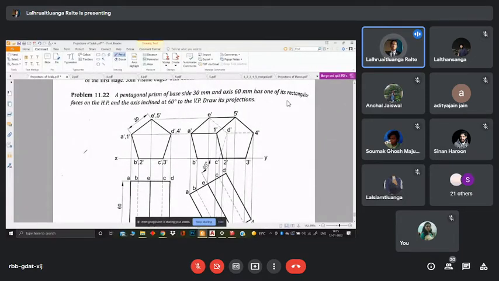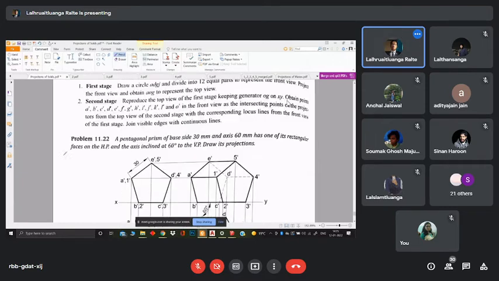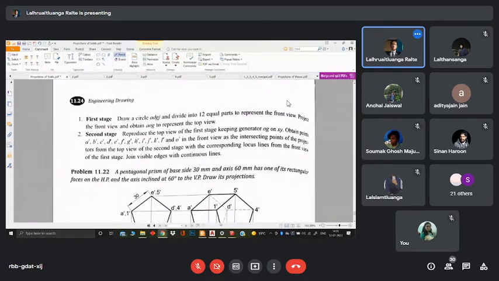Now we have a pentagonal prism of base side 30 mm and axis 60 mm that has one of its rectangular faces in the horizontal plane. So it's the same as the previous one. It's just that as it is a prism now, it doesn't have a triangular face but a rectangular face. It's resting on the HP and the axis is inclined at 60 degrees to the VP.